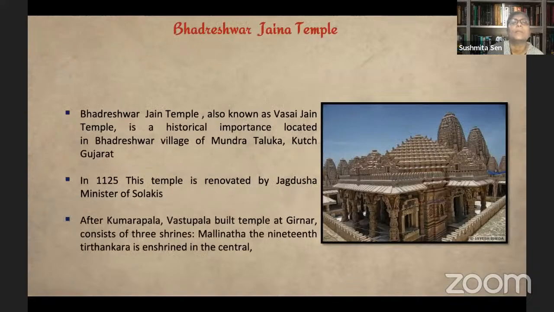And this is the Bhadreshwar temple of Kutch, built by Vastupal. After Kumarpal, Vastupal was the one governor or minister who built it. It has the 19th Tirthankara enshrined inside the shrines.